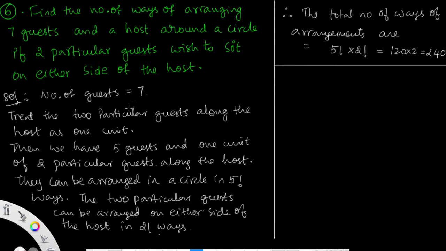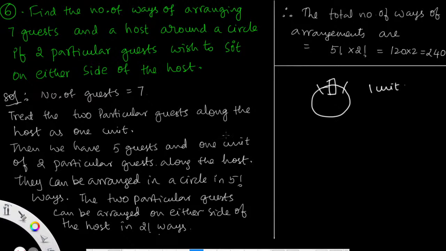Same method as just now. The number of guests here is 7 members. The two particular guests wish to sit together, which means the two particular guests along with the host form one unit. Why? Because they wish to sit together, either side of the host. So these particular persons along with the host have to be taken as one unit. So then the 1 unit means total 2 persons here.